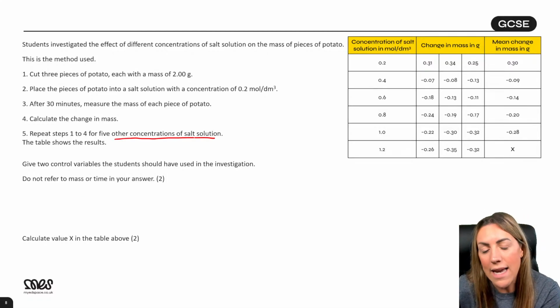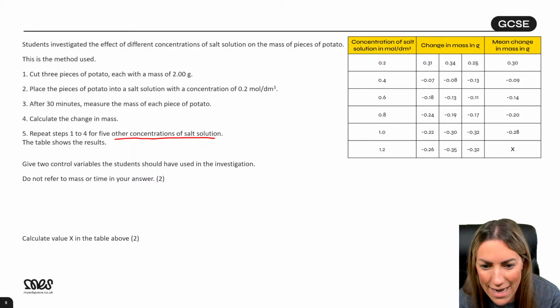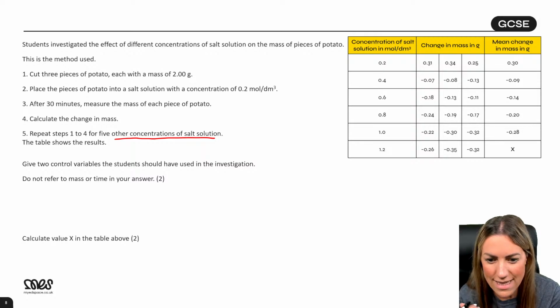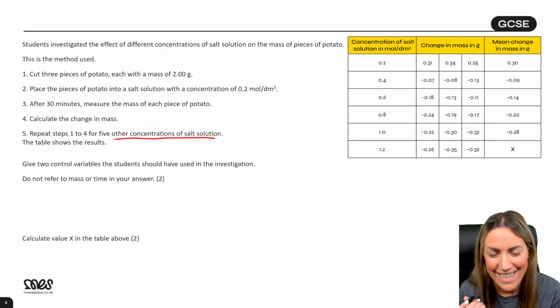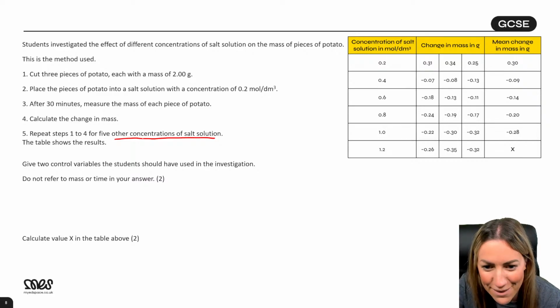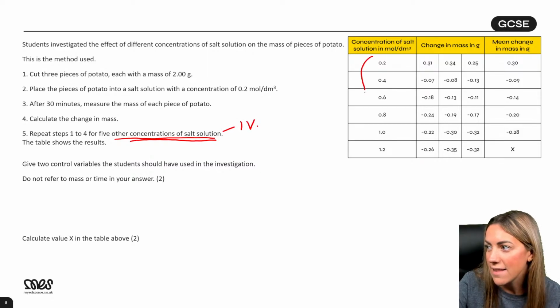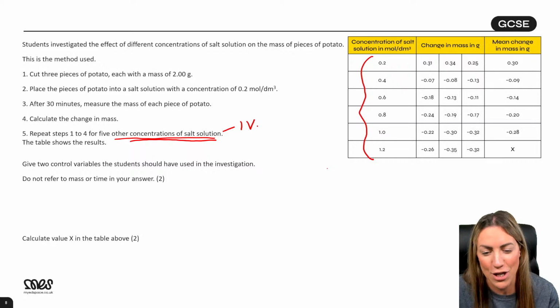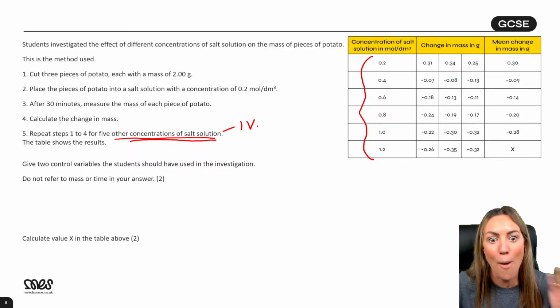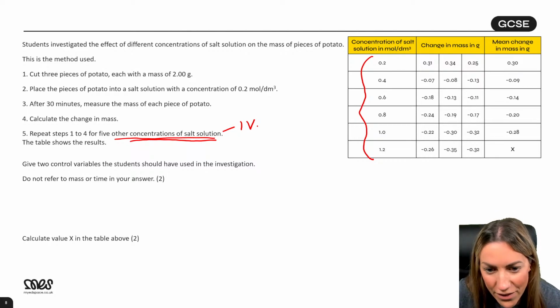Guys, before we do the actual questions on the screen, can you tell me what is the independent variable? What is the independent variable? Anya knows the song. The independent variable, I've kind of given you a big hint here, haven't I? It's the one you change. So we're doing this in different concentrations of salt solution. Look, these are all the different concentrations of salt solution. We've changed the concentration of salt solution on purpose to see if it affects the mass of a potato. So that's our IV, our independent variable.